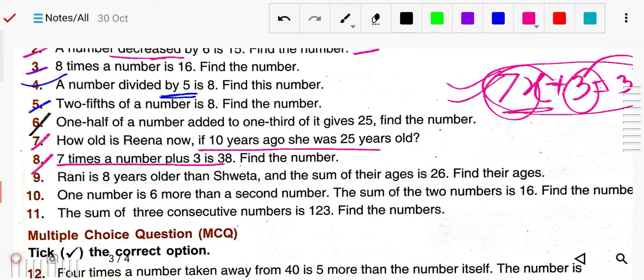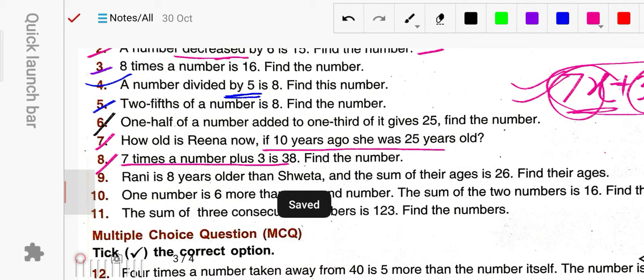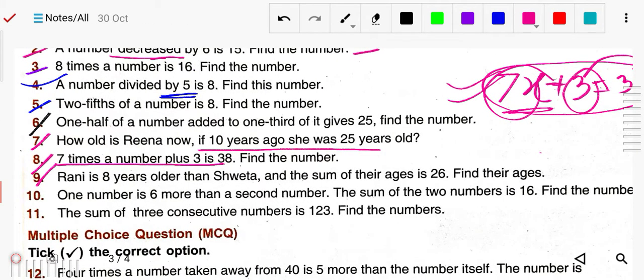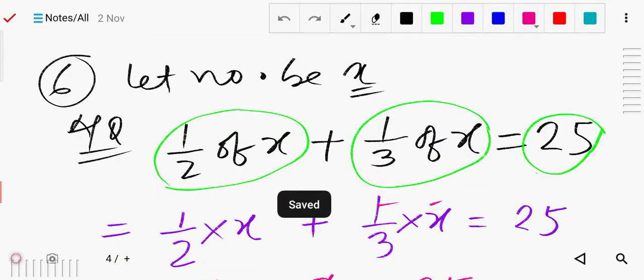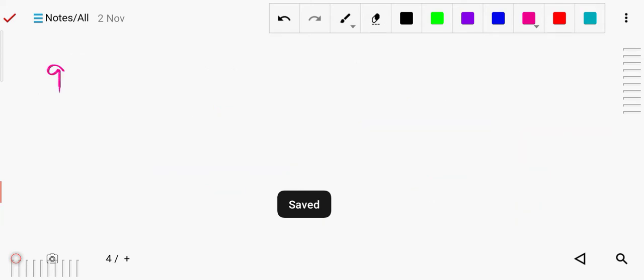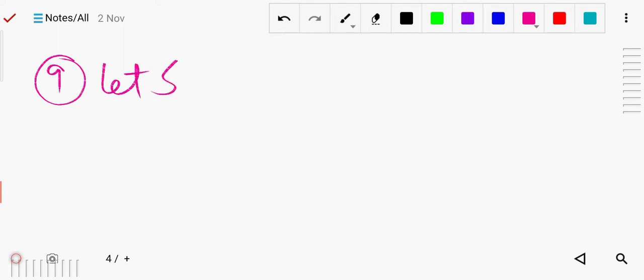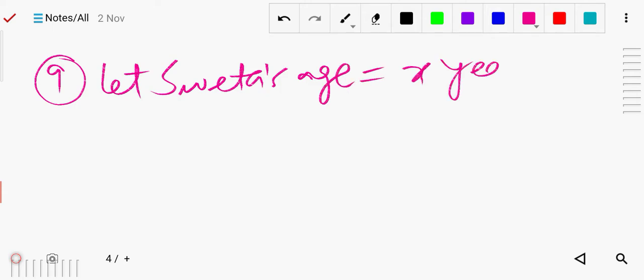Now number 9, you can see this number 9: Rani is 8 years older than Sweta, and the sum of their ages is 26 years. Okay, so let's solve number 9. First of all, we will assume Sweta's age is x years.